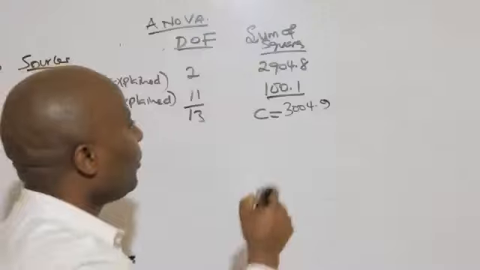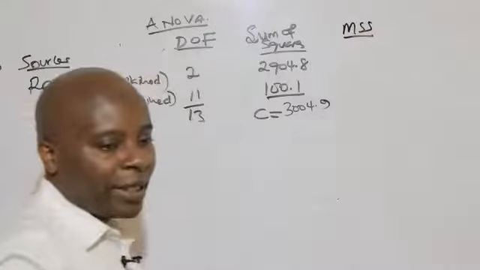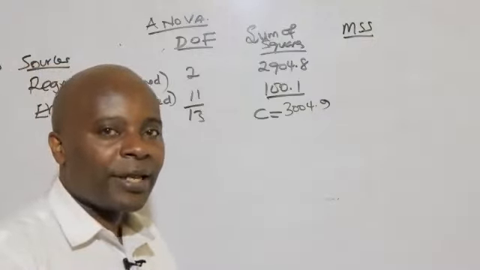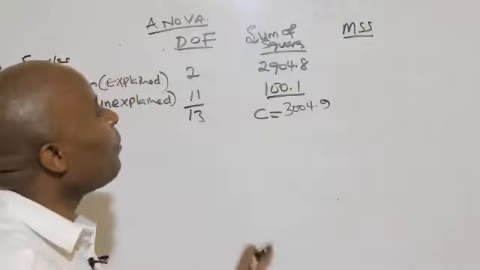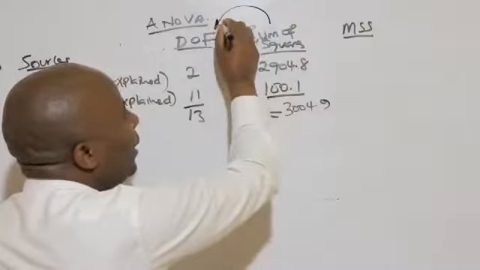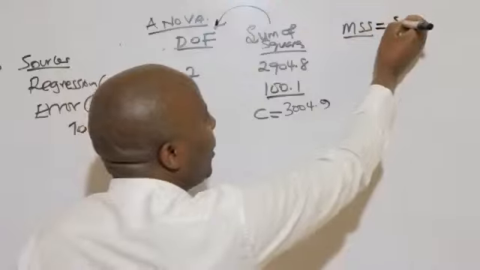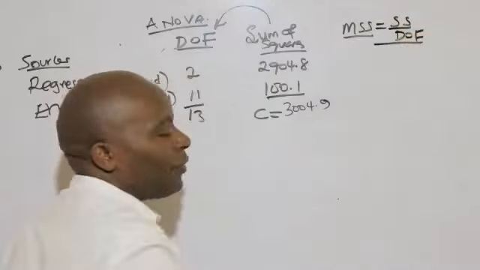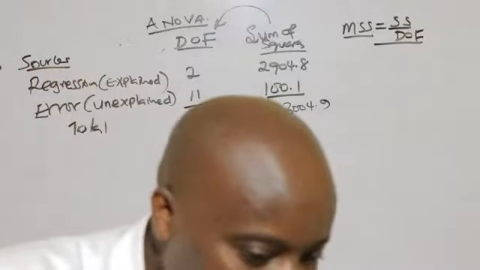The next column they want me to get is called the mean sum of squares. So what shall we do to get the mean sum of squares? It is an easy thing to get. You take this and divide by this. To get the mean sum of squares, we normally take the sum of squares divided by the DOF.